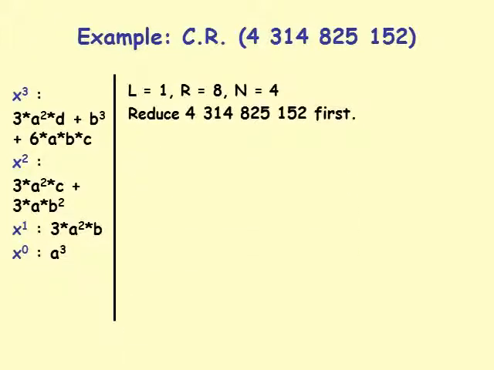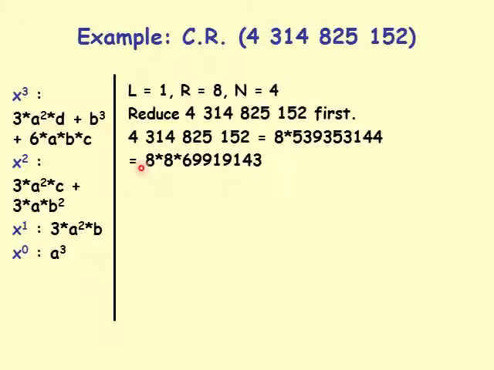Okay. This is an even number, so we will first reduce that. We'll divide that into a smaller cube root problem. Okay? So that is an even number, so we'll extract out 8. 8 times 539,353,144. You can start dividing by 2 at a time if you care to. So this is also even again, so we'll do that again. We'll extract out one more 8 here. 69,919,143.